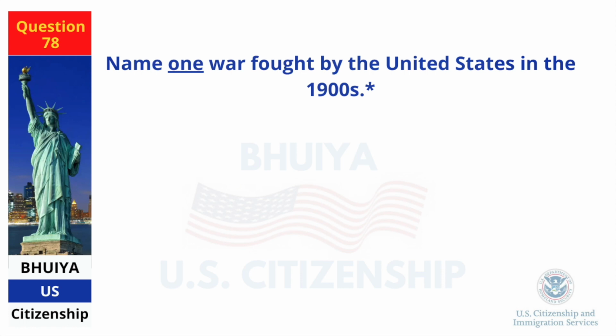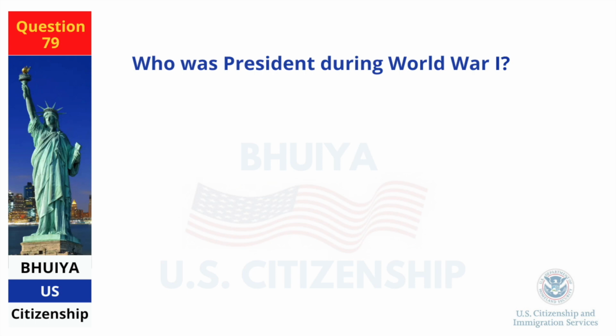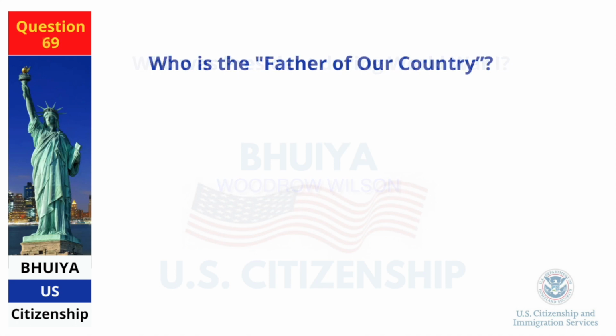Name one war fought by the United States in the 1900s. World War I. Who was president during World War I? Woodrow Wilson. Who is the father of our country? George Washington.